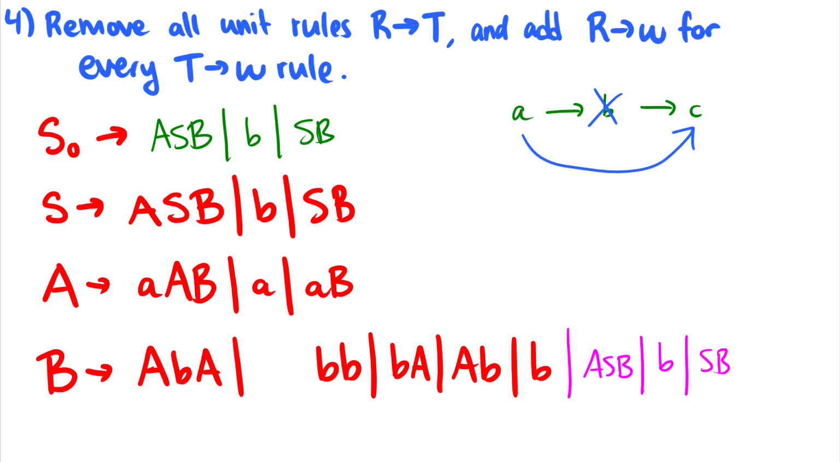And this is just like we did with S0. So again, we're just doing transitivity again. Instead of B going to S and S going to a bunch of things, we're just going to send B straight to that bunch of things. So that's step number 4. And we're not done yet. Oh boy, oh no, we aren't.